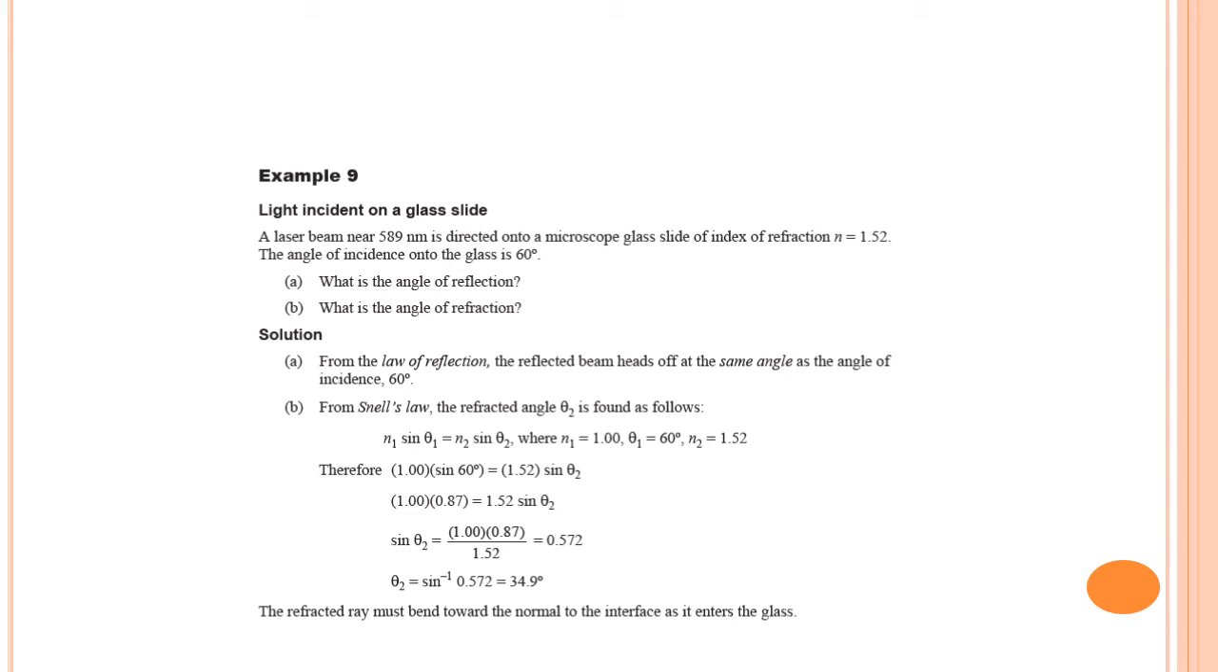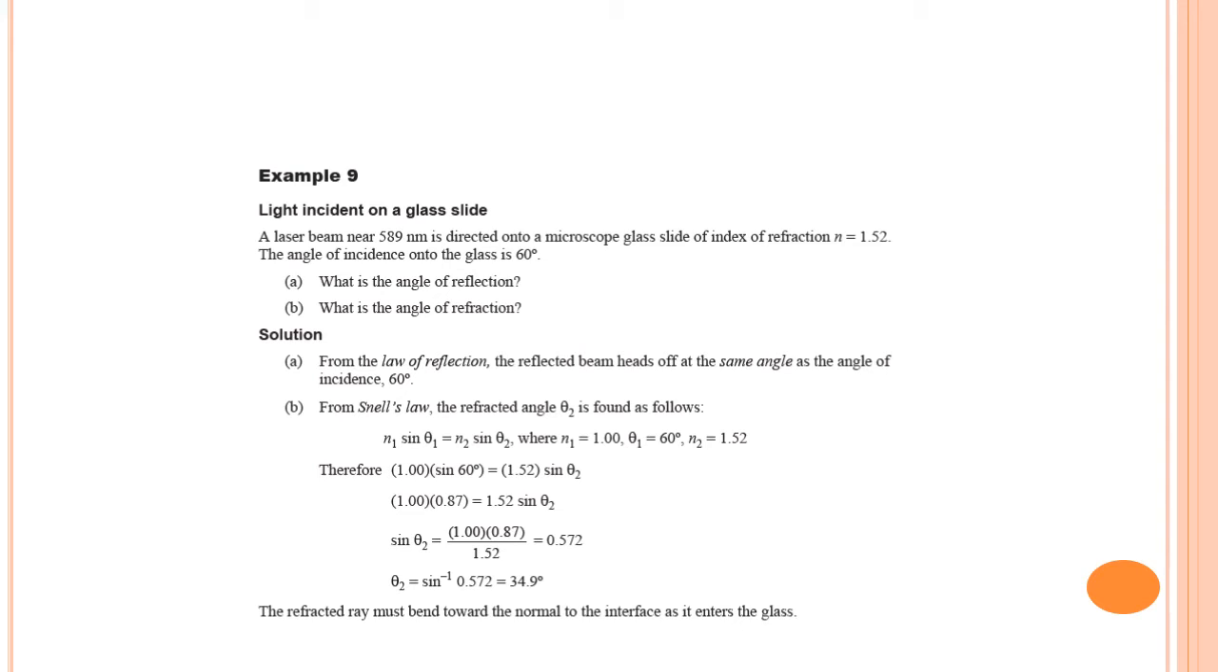So I have another example here, and I'll read it. Basically, I have light incident on a glass slide. A laser beam, 589 nanometers, is directed onto a microscope glass slide of index of refraction 1.52. The angle of incidence onto the glass is 60 degrees. Question A asks, what is the angle of reflection? And B asks, what is the angle of refraction?